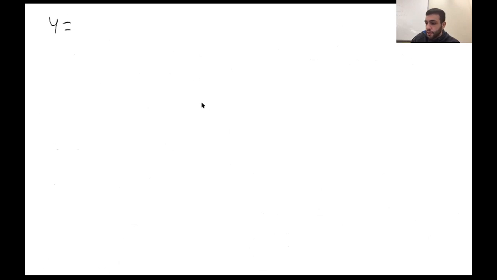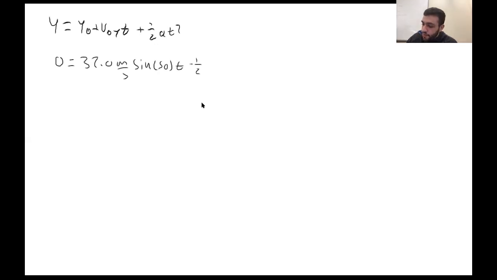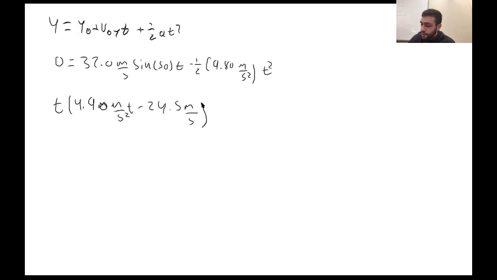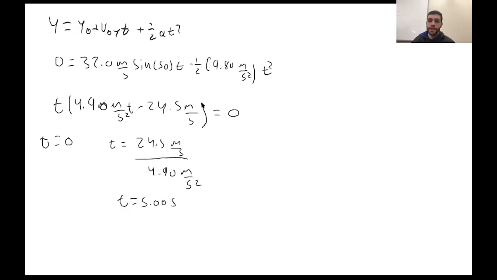So if we use y is equal to y naught plus v naught y times t plus 1/2 a t squared, like we did earlier, we can determine using some algebra when our ball hit the ground. So we have 32.0 meters per second times sine 50 times t minus 1/2 times 9.80 meters per second squared times t squared. If we factor out a t, we have t times (24.5 meters per second minus 4.90 meters per second squared times t), since 32 times sine 50 is 24.5 meters per second. This is equal to 0, so t is equal to 0, which makes sense, when the ball never left the ground, it was at the bottom. Or t is equal to 24.5 meters per second over 4.90 meters per second squared. We determined that t is equal to 5.00 seconds when it hits the ground again.